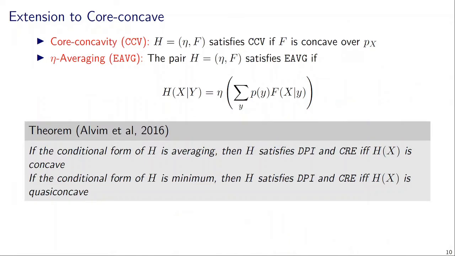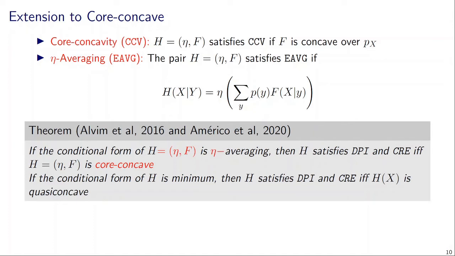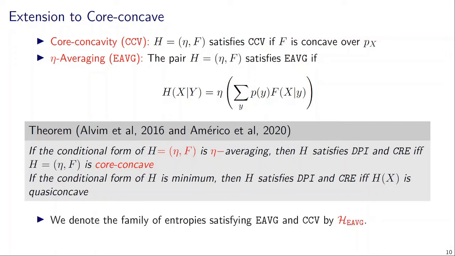We then obtained an extension of Alvim et al.'s result by proving that if an entropy satisfies eta averaging, then it will satisfy the intuitively reasonable properties if and only if it's core-concave. We denote the family of entropies satisfying eta averaging and core-concavity by HEAVG, and notice that CAVG is a subset of HEAVG by taking eta to be the identity function.